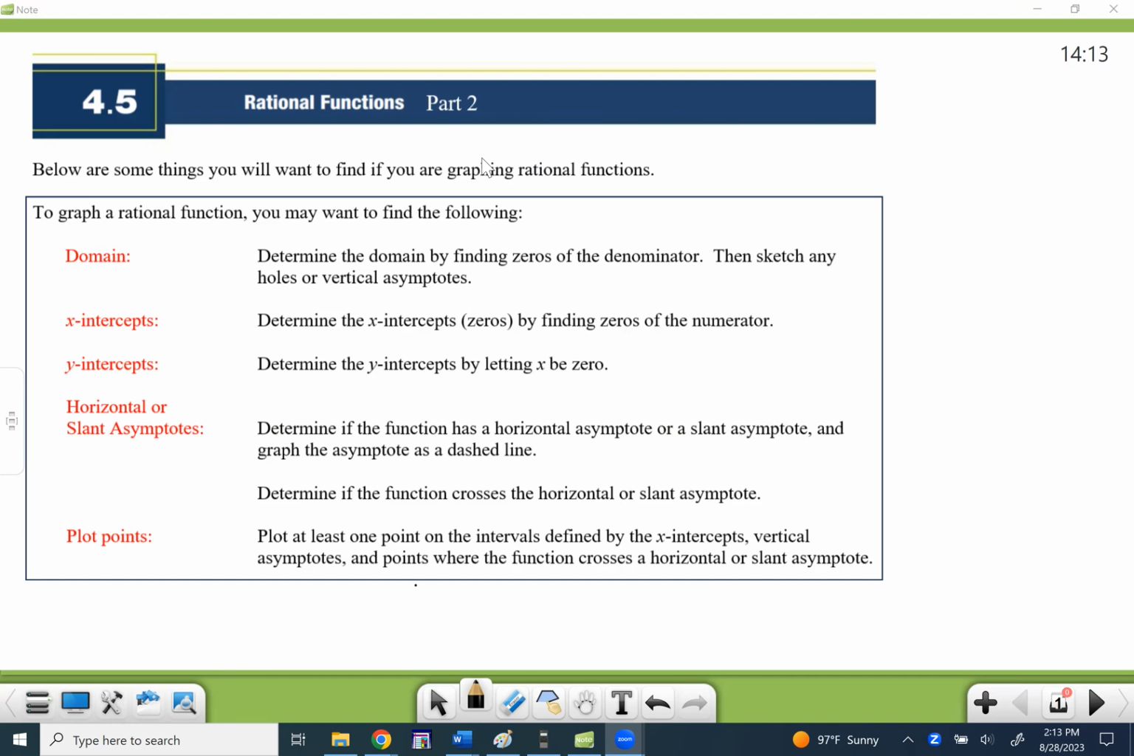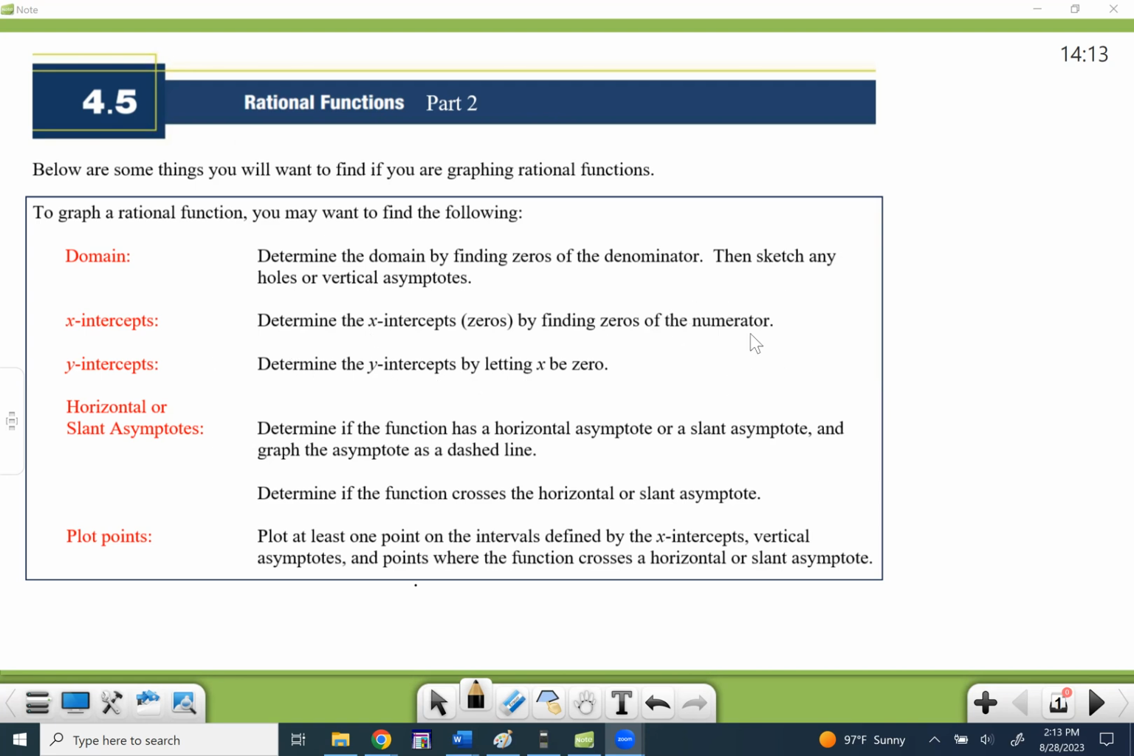So we're going to start by finding the domain, which basically means setting the denominator equal to 0 and solving. And then we'll determine which of those zeros are holes or vertical asymptotes. Then we'll find the x and the y-intercepts. For x-intercepts, we let y be 0. And then for y-intercepts, we let x be 0.